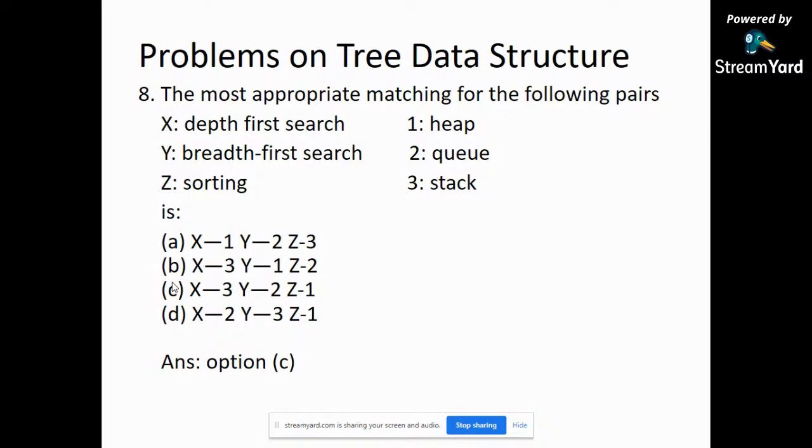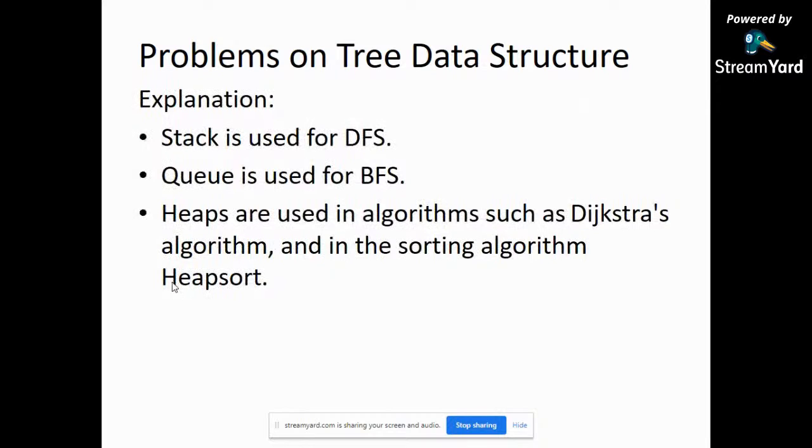So for depth first search, stack is there. For breadth first search, queue is there. And for sorting, it's heap. So correct option is option C. Stack is used for depth first search, queue is used for breadth first search, and heaps are used for sorting algorithms.